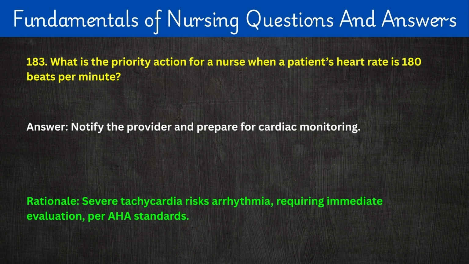183. What is the priority action for a nurse when a patient's heart rate is 180 beats per minute? Answer: notify the provider and prepare for cardiac monitoring. Rationale: severe tachycardia risks arrhythmia, requiring immediate evaluation, per AHA standards.